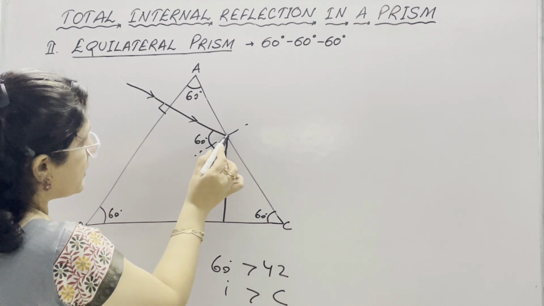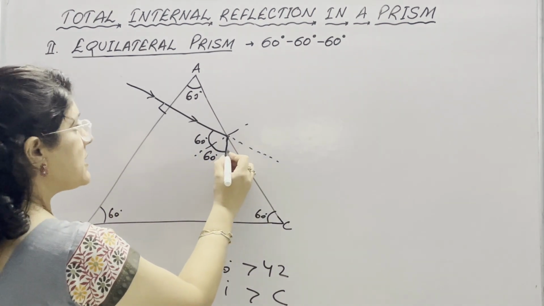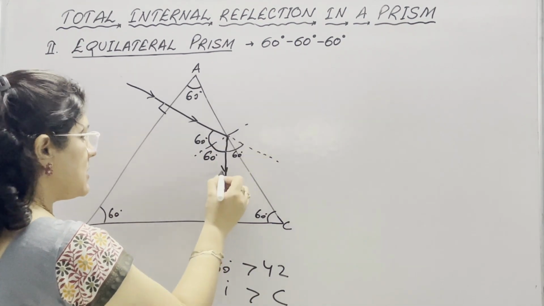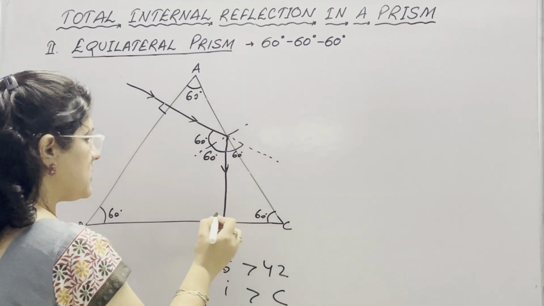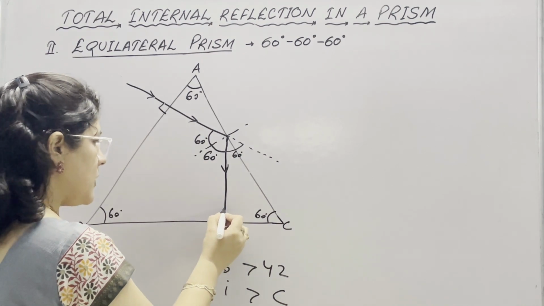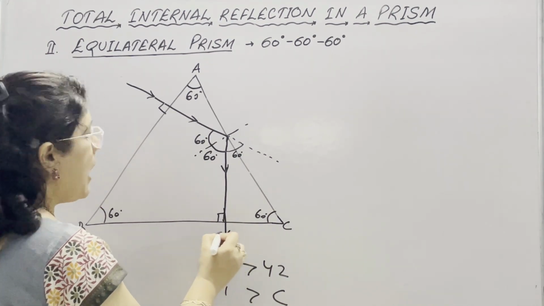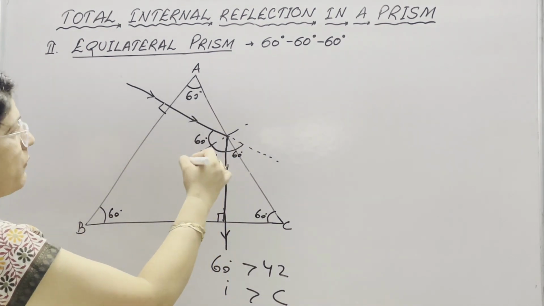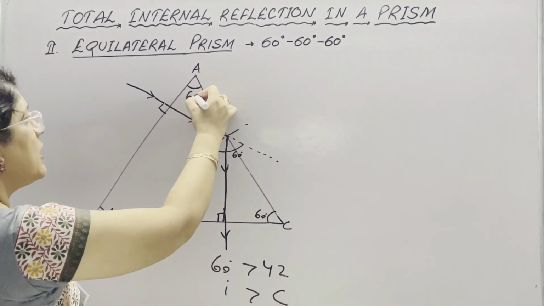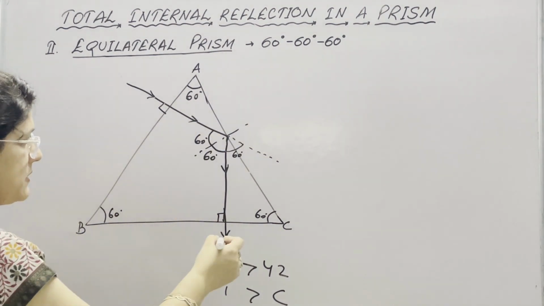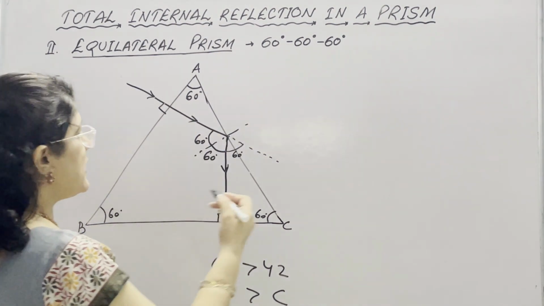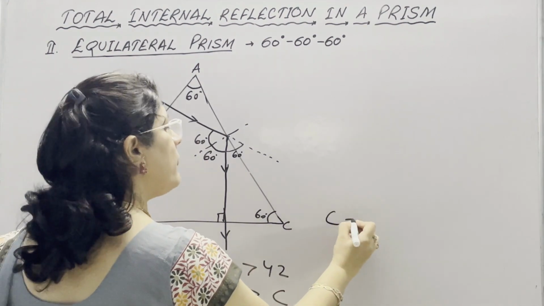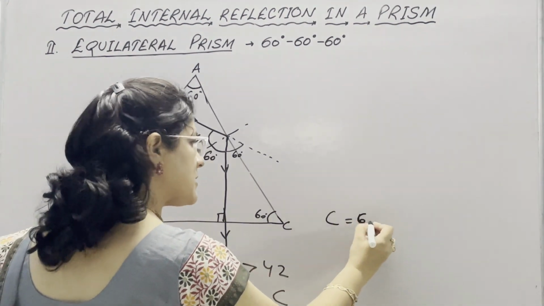Now if we produce this ray further, it makes an angle of again 60 degree. So it means this ray is striking this surface at an angle of 90 degree, so it passes undeviated outside the prism. So this prism is used to deviate a ray of light through 60 degree when it passes from this equilateral prism. But in some cases, it might be given in the question that the critical angle for the glass-air interface is 60 degree.